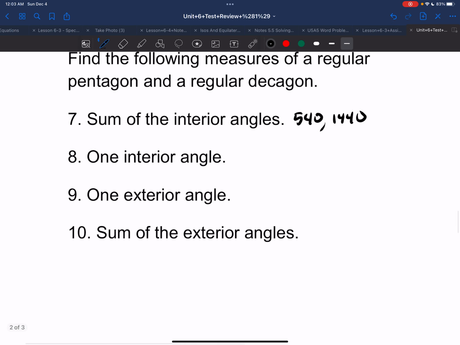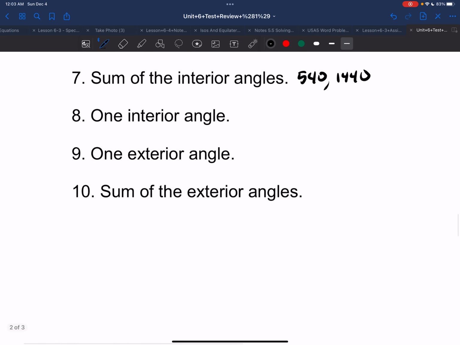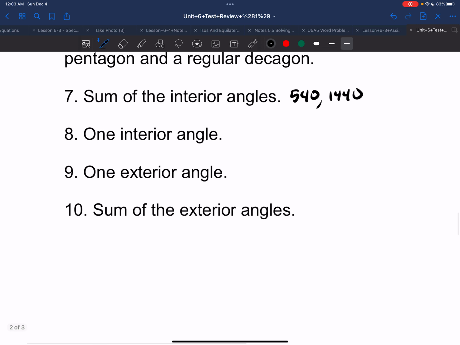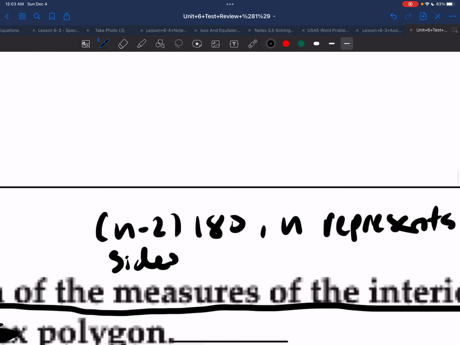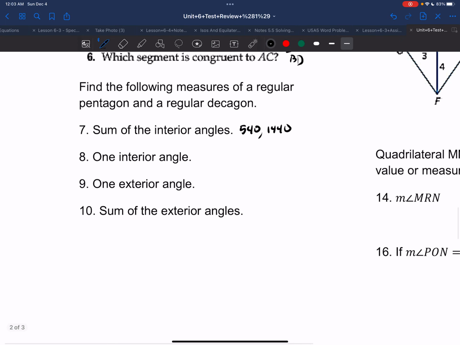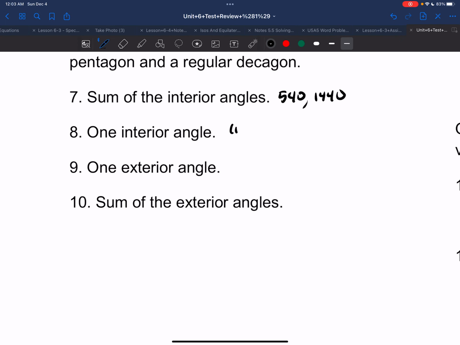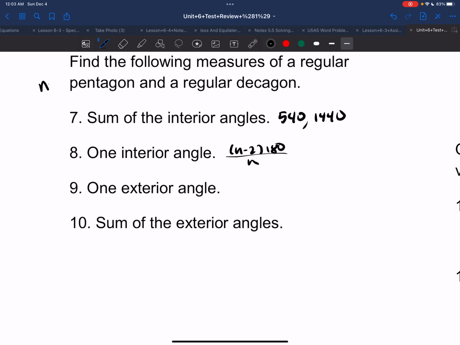So one interior angle of a pentagon. Okay, so I'm only talking about one angle. I'm not talking about the whole angle here. If I want to find one interior angle of a pentagon, I basically take this formula and divide it by the number of sides. So it's going to be n minus 2 times 180 divided by n. Okay? So if I'm talking about a pentagon, remember pentagon is n equals 5, and a decagon is n equals 10, I can go ahead and figure out that one interior angle.